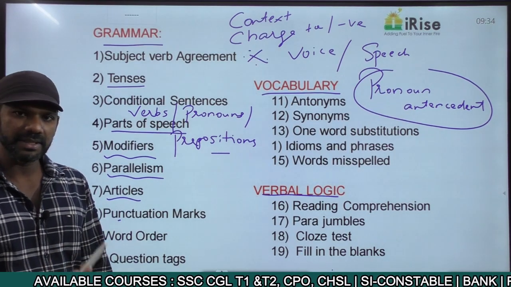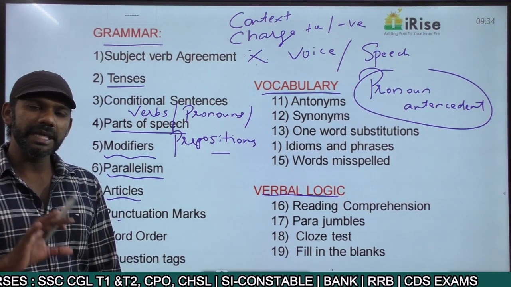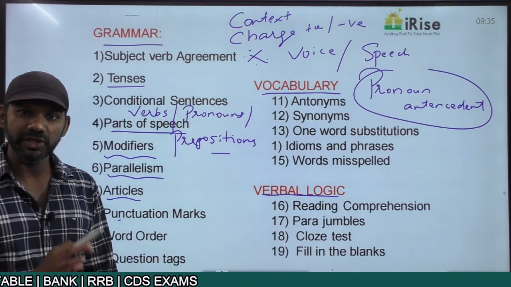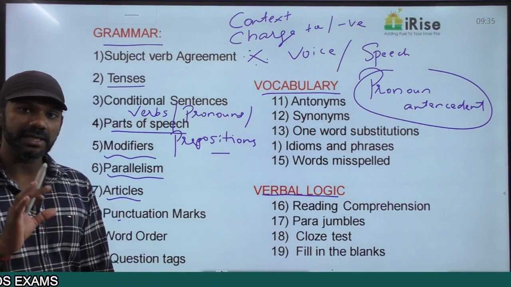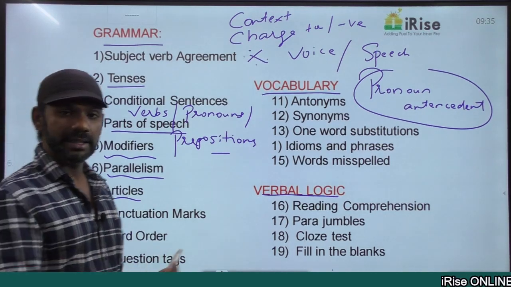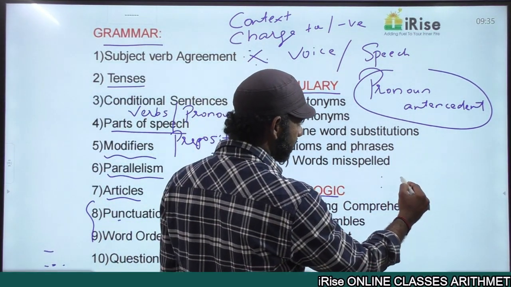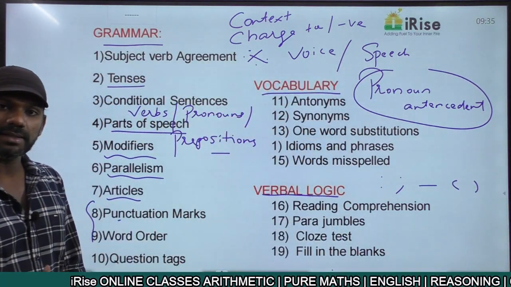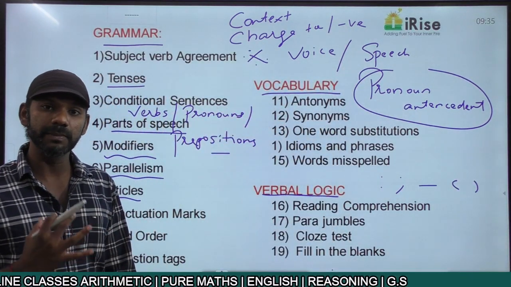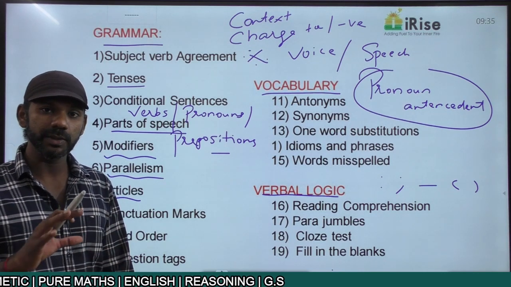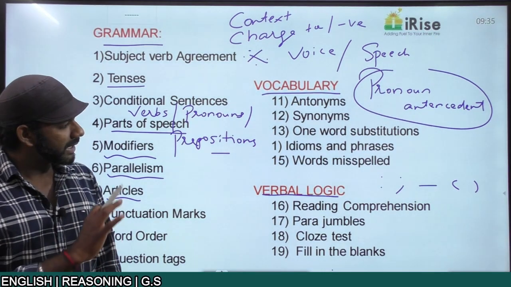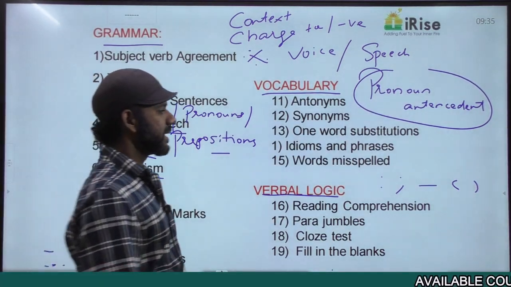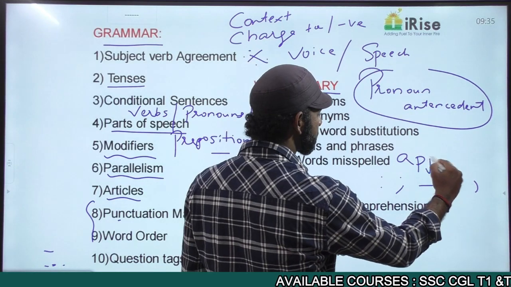Reading comprehension, parajumbles, and clauses as well. We may be able to get the answer eliminating three options, sometimes with the help of a punctuation mark. In the case of reading comprehension especially, punctuation marks like colon, semicolon, hyphen, brackets will come to help to eliminate the options and get the answer. Now, these four punctuation marks, colon, semicolon, hyphen, brackets, they are termed as appositions.